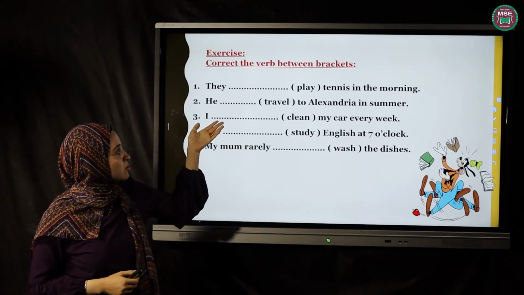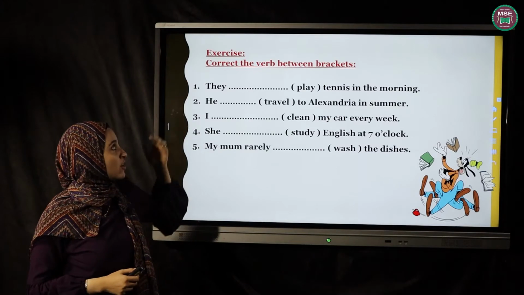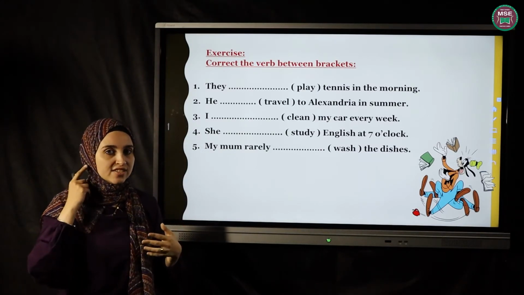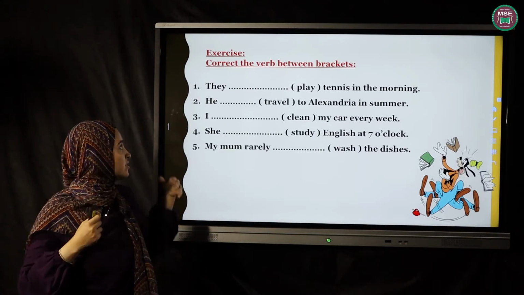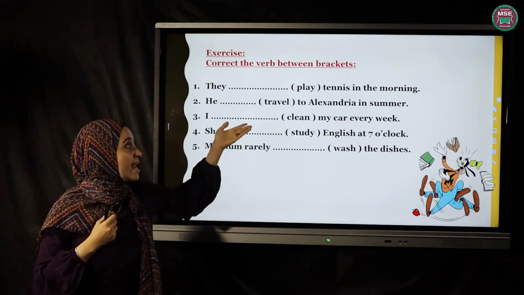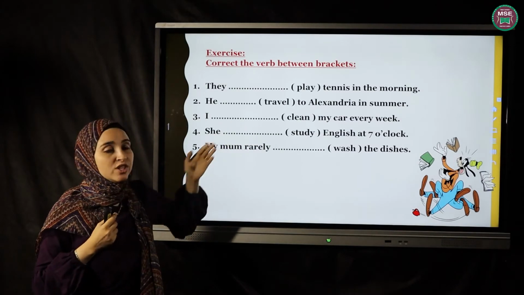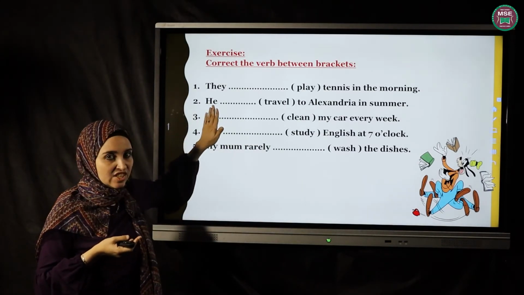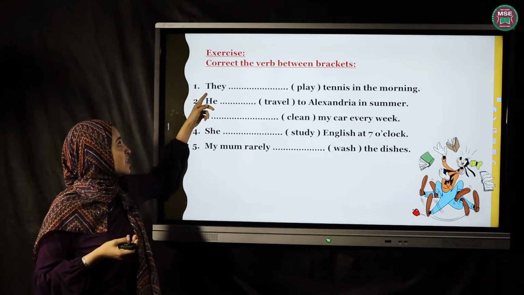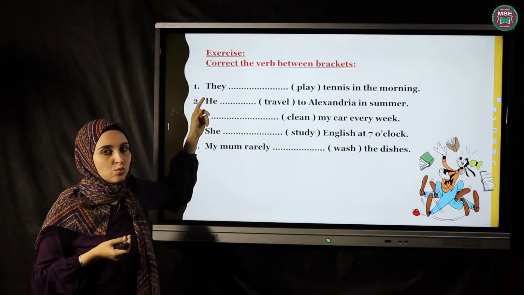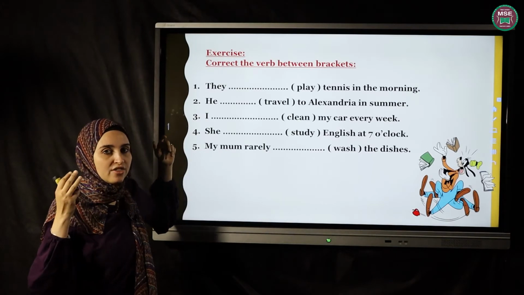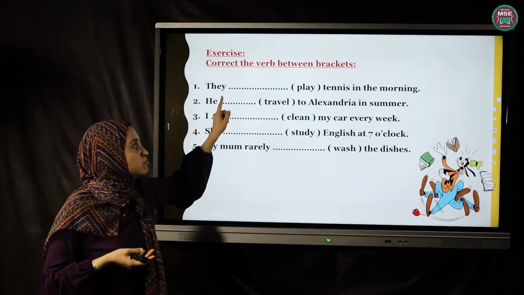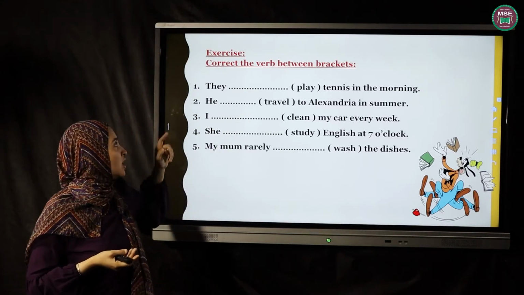They play tennis in the morning. Who can correct the verb between brackets with me? Yes, I can hear some answers here. Great. They play tennis in the morning. We don't add anything to the verb. We will just write the verb as it is. Why? Because here I have they. And with I, you, we, and they, we don't add anything to the verb. So, they play tennis in the morning.